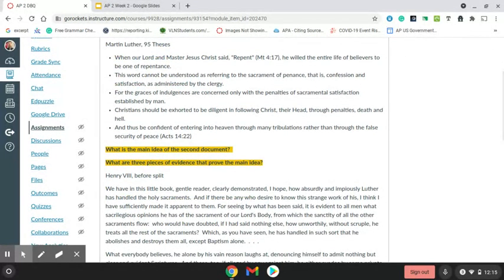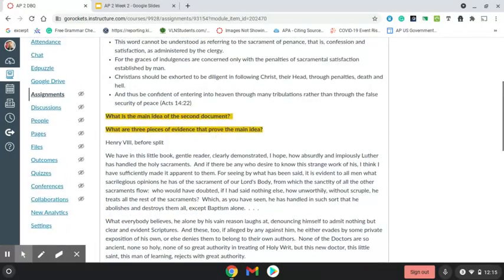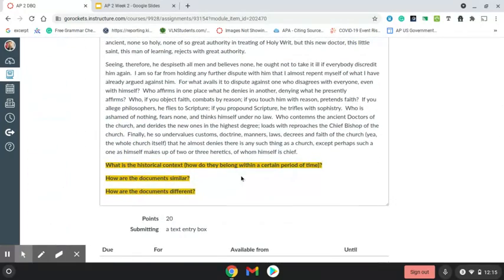This is before the split in the church. So he was still a loyal Catholic at the time. He wrote a defense of the Catholic Church. And so those are the 2 different documents that you'll be looking for, the main idea and 3 pieces of evidence. And then answer the questions down below.